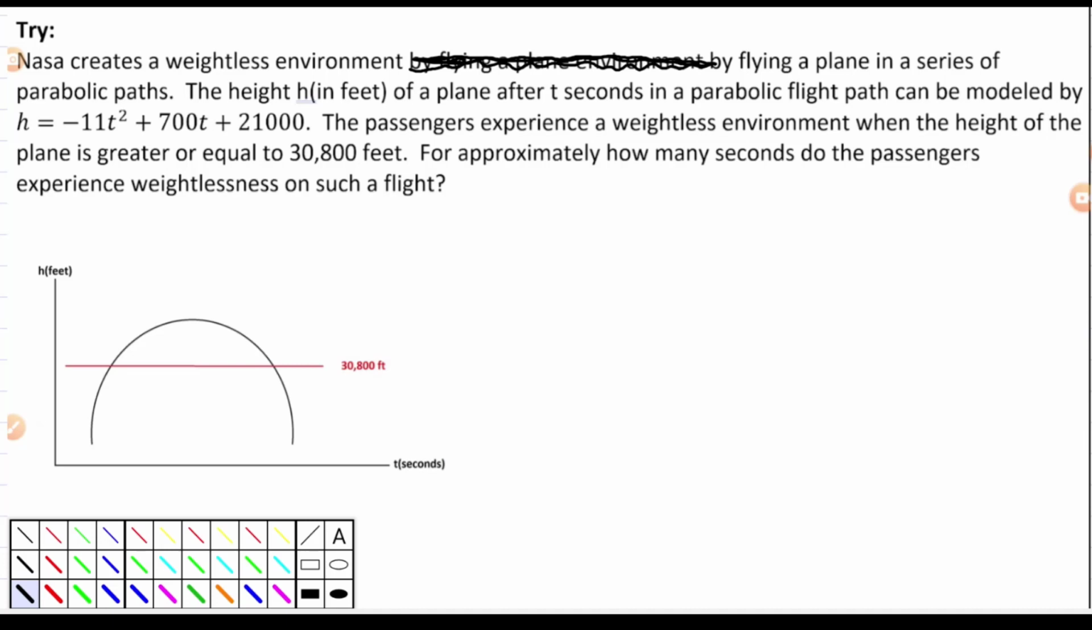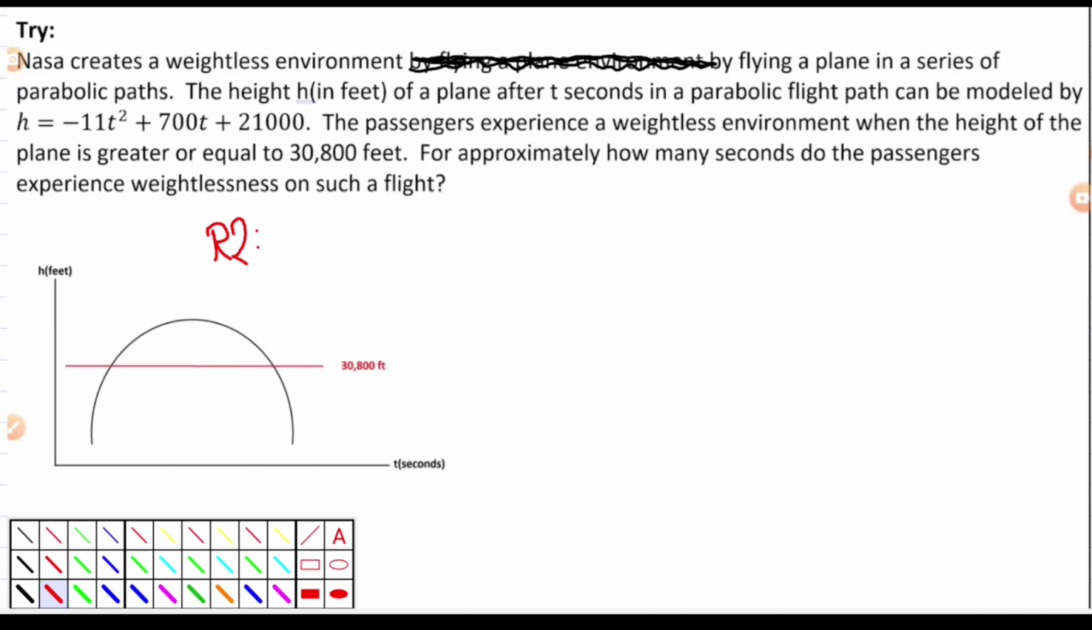So on the first read, I know what's going on here. NASA wants people to know what it feels like to be weightless. So they're going to fly a plane, and the path is going to be that little U-shaped graph right there. And if we get above that red line, above 30,800 feet, then we are weightless. So then we start floating around. Okay, pretty cool. All right, let's read it again. Second read now. The second time we read this, we should be looking for what is the question.